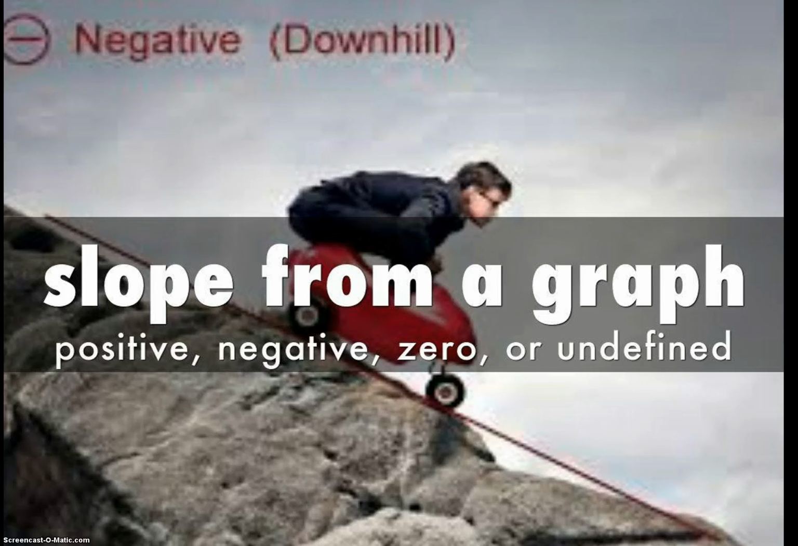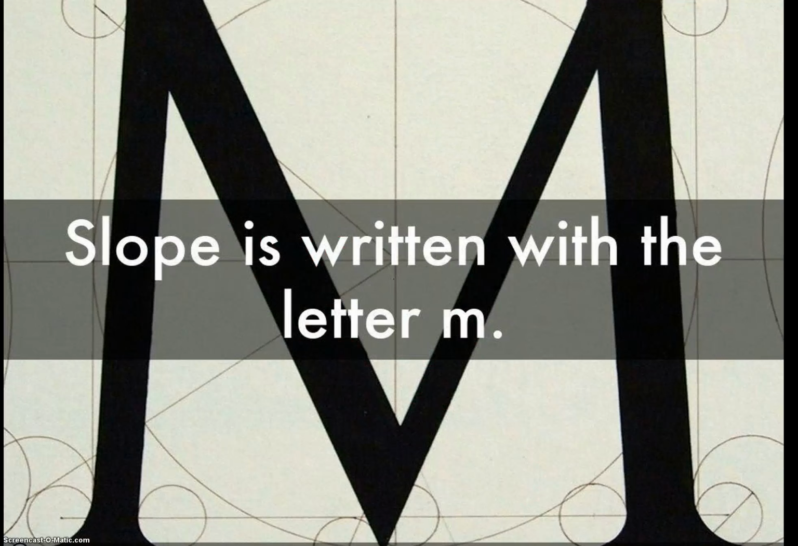If you have a graph and you're looking at a line, you have to first determine if it's positive, negative, zero, or undefined. So to start, you have to know your left from your right. Your left hand's on the left side and your right hand's on the right side. And slope is always written with the letter M. So you're not going to say slope equals, you're going to say M equals, because M stands for slope.